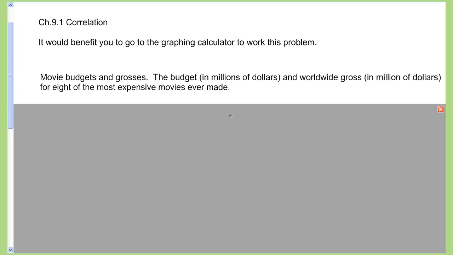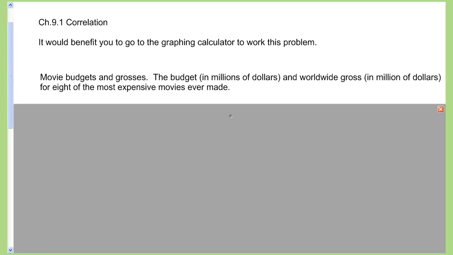This comes from chapter 9.1, correlation. And the first thing I want to tell you is that it would really benefit you if you would get a graphing calculator to work these problems. It's just so much easier to work it with a graphing calculator.